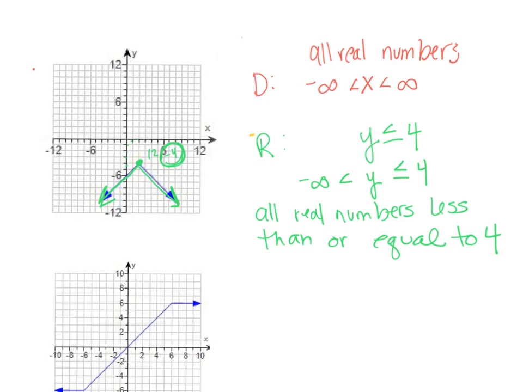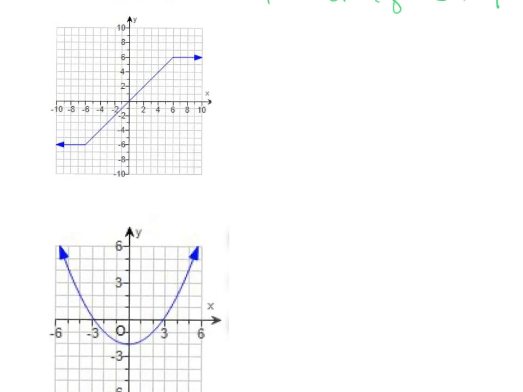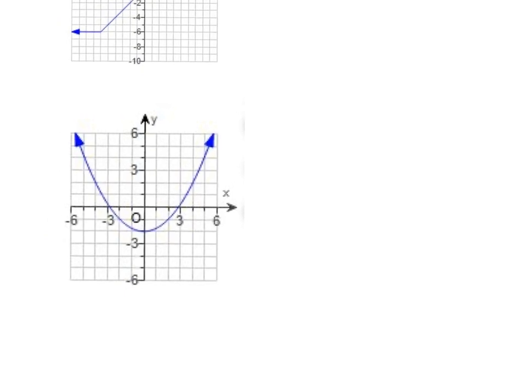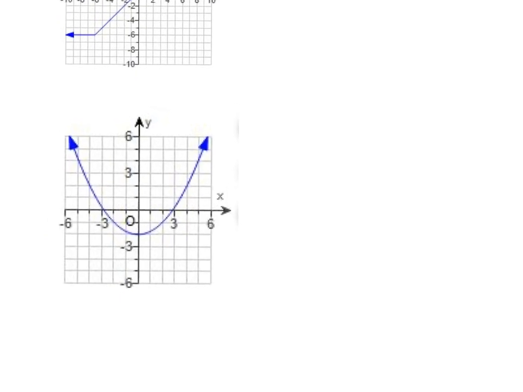All right, we're going to go down. We're going to try one more of these. It's the one at the very bottom of the page. I want to try this one because this is a parabola and we'll actually work a lot with this second semester. So let's look at our domain and our range for this.